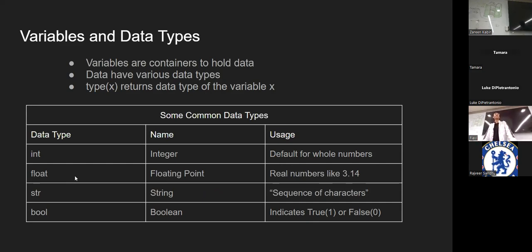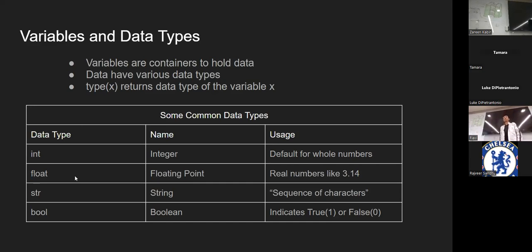Integer is the default data type for whole numbers, like 1, 2, 3. Floating point, like 3.14, is for real numbers. Strings are in quotation marks. They are sequences of characters, so we can put a word or a sentence in as a string. Booleans are just true or false, or if you like, you can use 1 or 0 to represent true or false. They are pretty much interchangeable. So if you have an if statement that is true, you can say if 1.